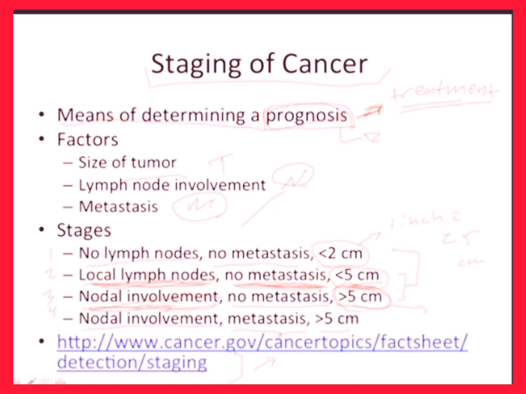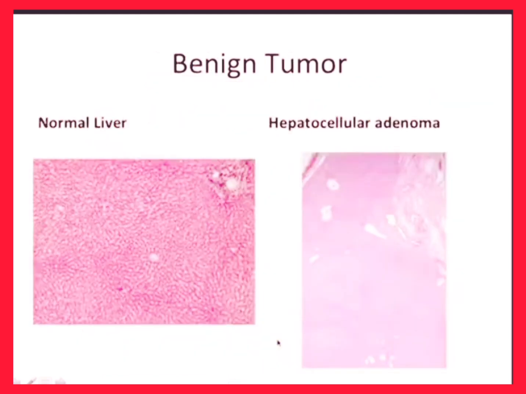All right, so that's enough words for you. Let's take a look at some images related to this. So the first 2 images we're going to look at are examples of benign tumors. So this is what a normal liver looks like.